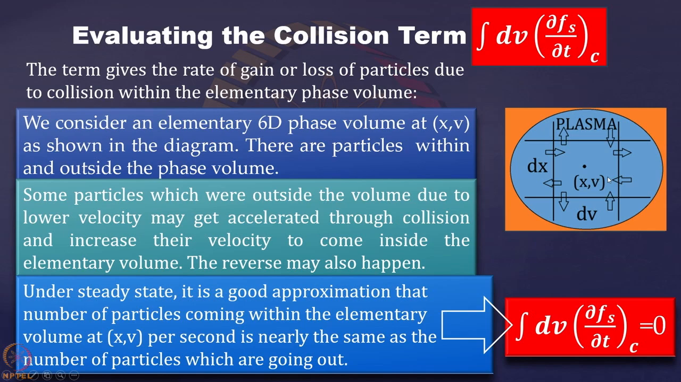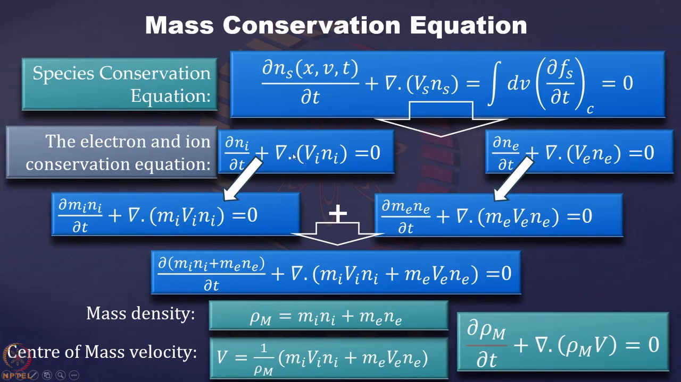And you can say, like in this room, the average number density at any corner of this room is more or less constant, so this part can be taken as 0. So to a very good approximation, we could make this part 0, and we could get these expressions. Then we multiplied this by Mi and this by Me, and added up. We went back to our basic definition of mass density and center mass velocity, put it over here, and we get that this is the mass conservation equation.